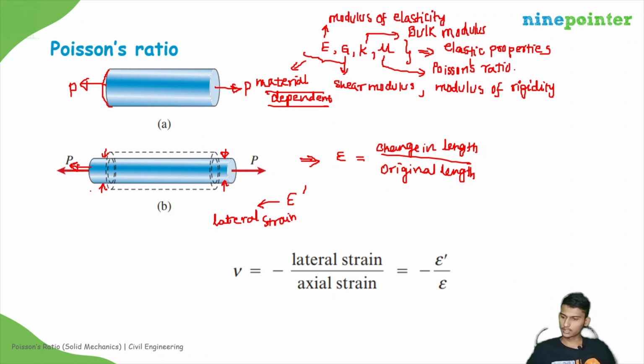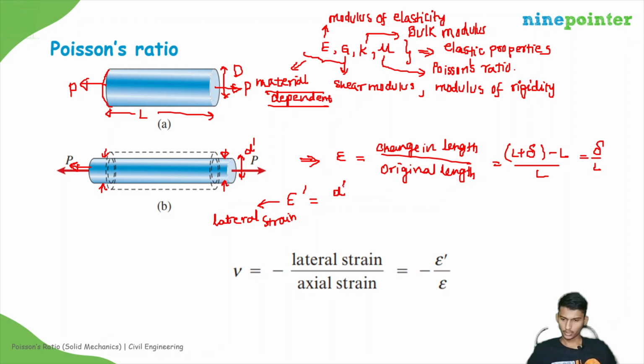See, suppose this is of diameter d and length L, then epsilon will be L plus delta minus L divided by L. That will be delta by L. Suppose the final diameter is d dash, then epsilon dash will be d dash minus d divided by d. Okay, so this is epsilon dash. This is known as lateral strain.